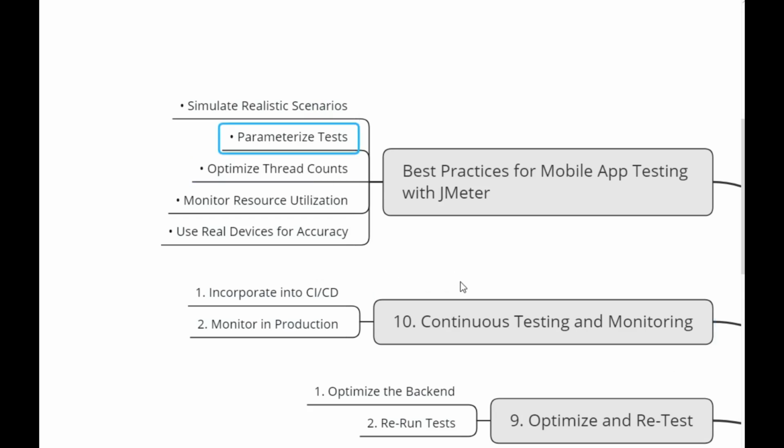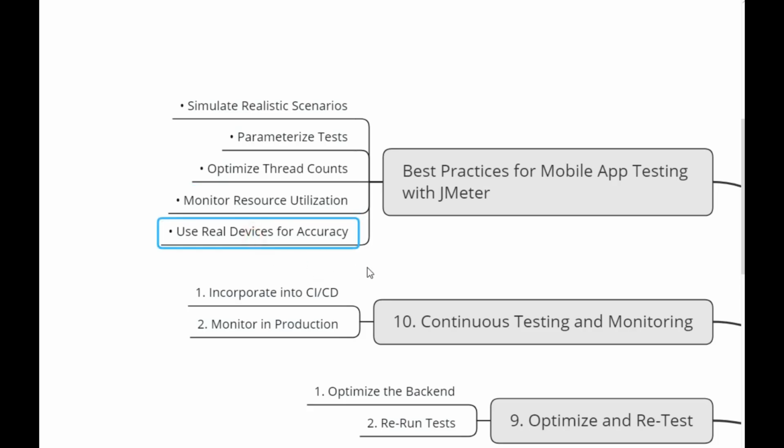When parameterizing tests, we need to use dynamic variables for data that changes, like user credentials or session tokens, to avoid hard coding. On optimizing thread counts, we need to start with a small number of threads and gradually increase to avoid overloading the test machine. On monitor resource utilization, while running tests, we need to monitor the resources like CPU, memory of a server and client machine to ensure they are not a bottleneck.